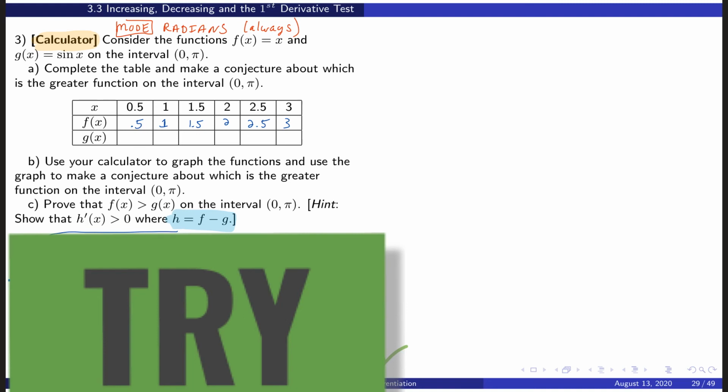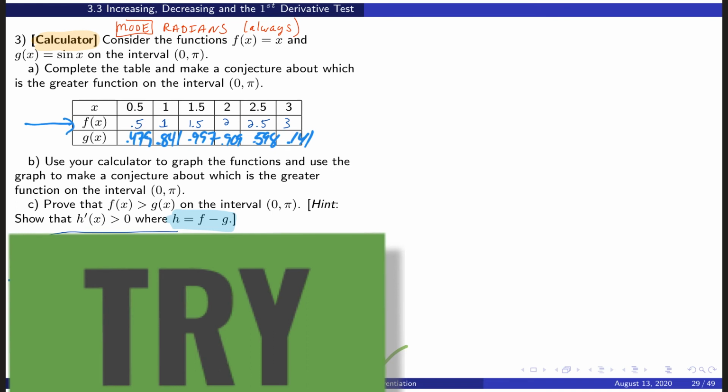So the values I got when I used my calculator were 0.479, 0.841, 0.997, 0.909, 0.598, and 0.141. So as of right now, it looks like the f function is always greater than the g function.